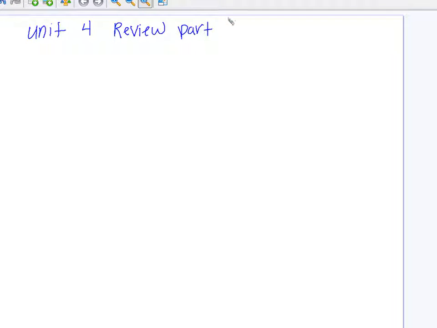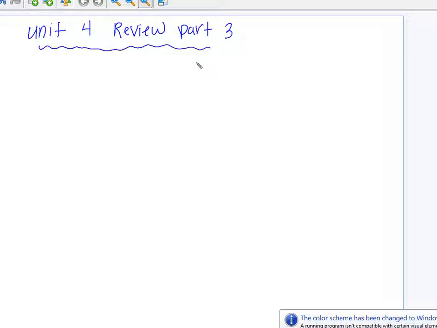Okay, this is going to be Unit 4 Review, Part 3, and this is going to kind of sum up the whole chapter review. We did a lot of unit rates, constant rate of changes, some graphing. We created some equations. We figured out if things were proportional. On the quiz, the kids will see problems just like this.